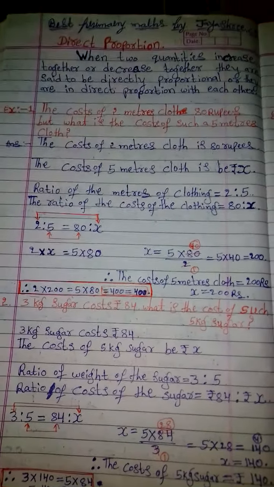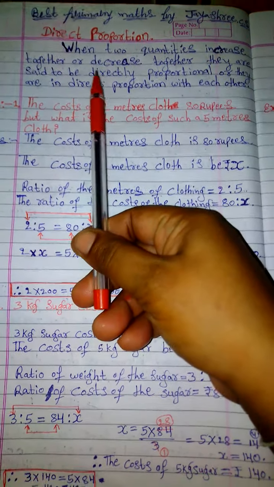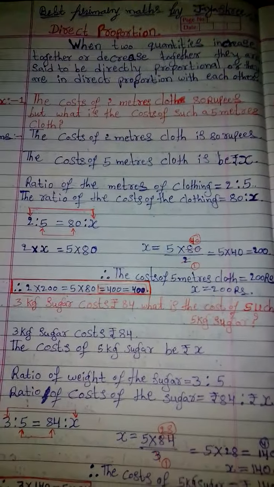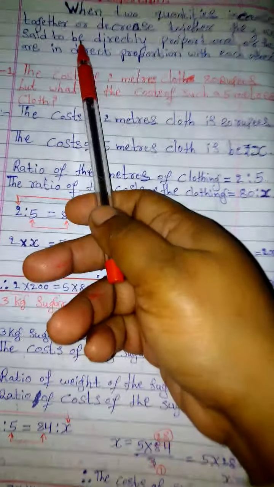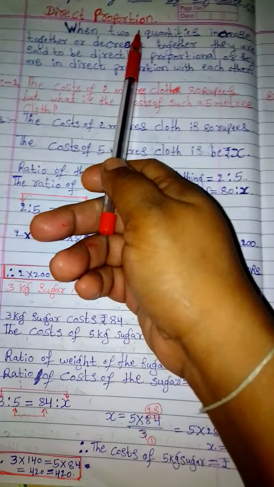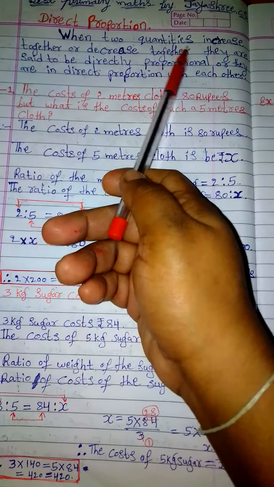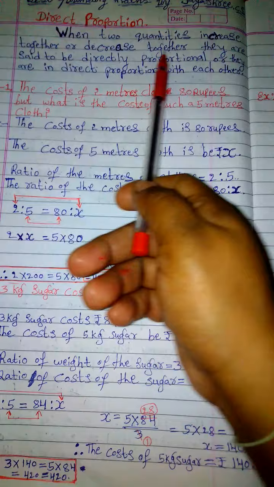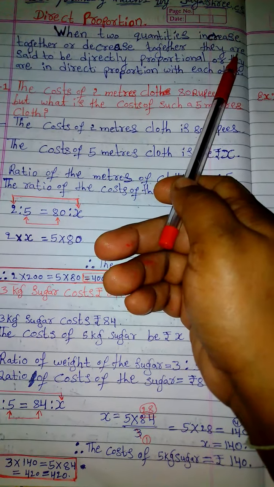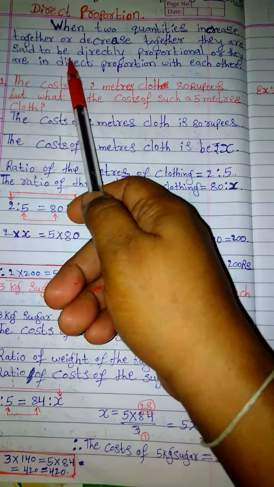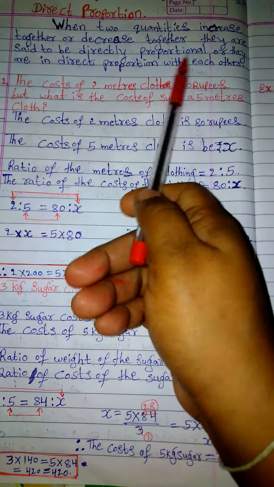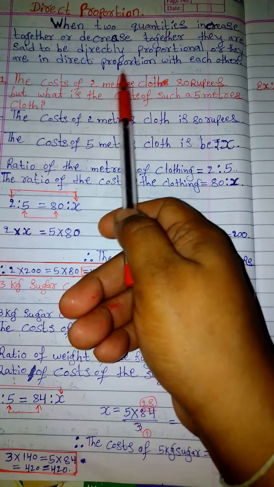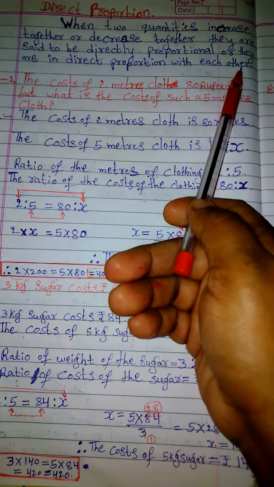Okay. Let us start the lesson. Direct proportion. Definition of direct proportion: when two quantities increase together or decrease together, they are said to be directly proportional, or they are in a direct proportion with each other.